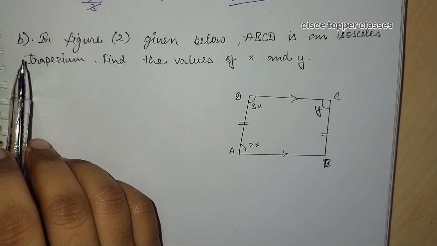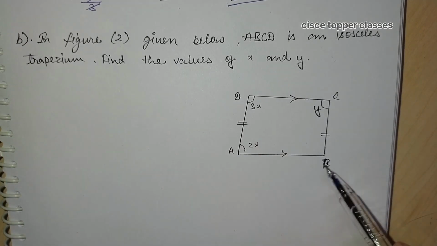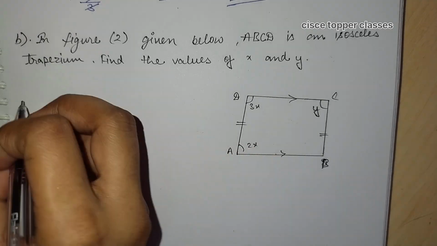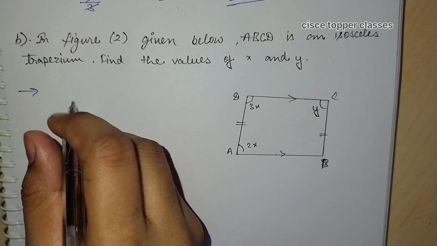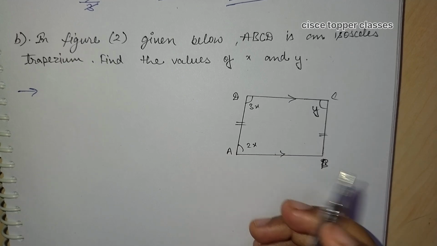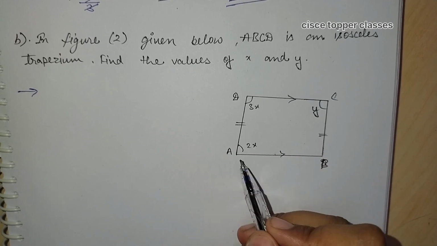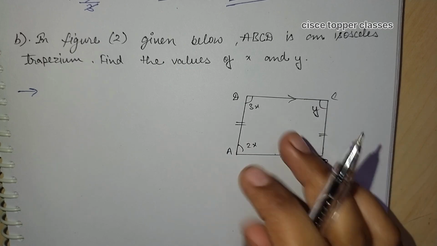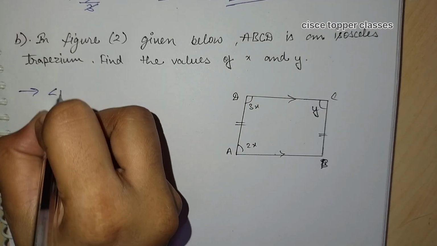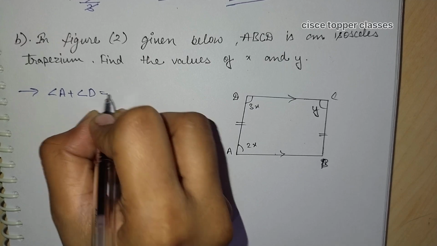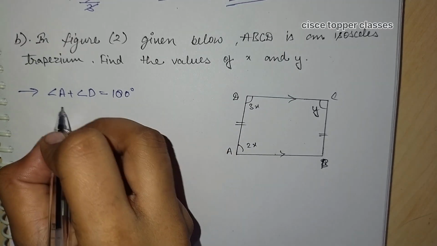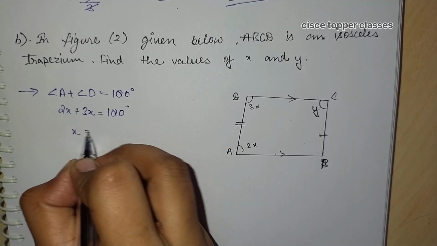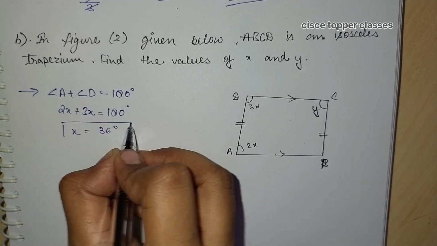Now let us solve the 8th second part. In the figure given below, ABCD is an isosceles trapezium. We have to find the value of x and y. To find x and y, this angle is 3x and this is 2x. ABCD is a trapezium and AB is parallel to DC, so adjacent angles will sum to 180 degrees. So angle A plus angle D is equal to 180 degrees. We put in the values: 2x plus 3x is equal to 180 degrees. Now we can find the value of x from here as 36 degrees.